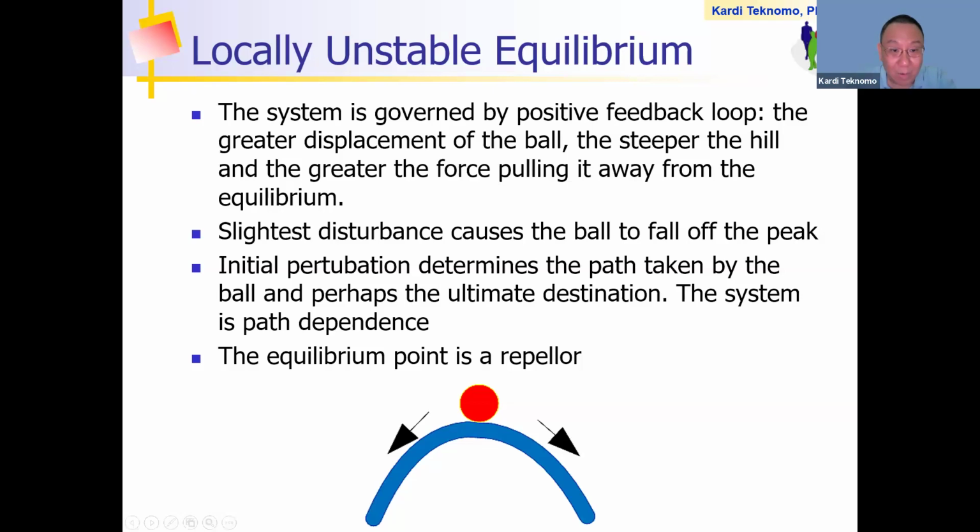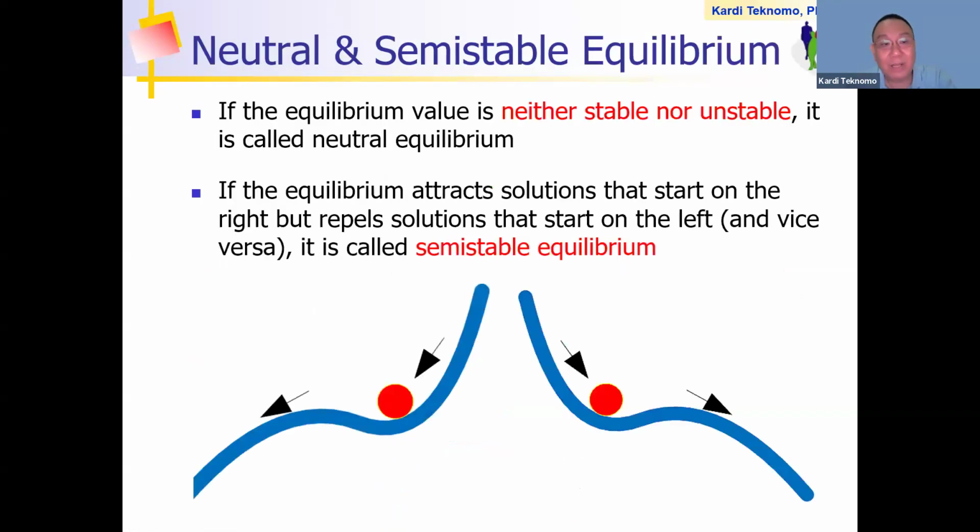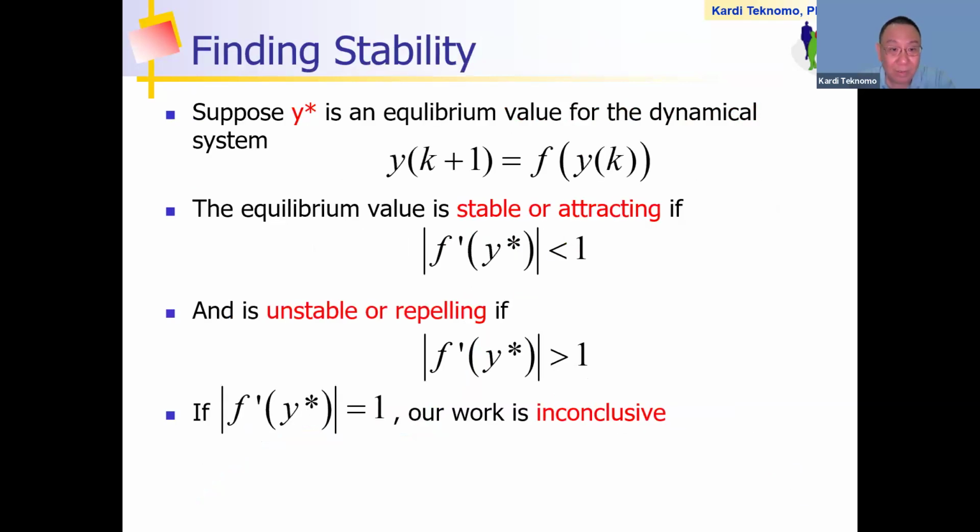Okay. Now come back to our topic. Sometimes there is a neutral or semi-stable equilibrium. So one direction or the other direction: one direction stable, and the other direction not stable. Possible. So to find the stability, you need to get the equilibrium.